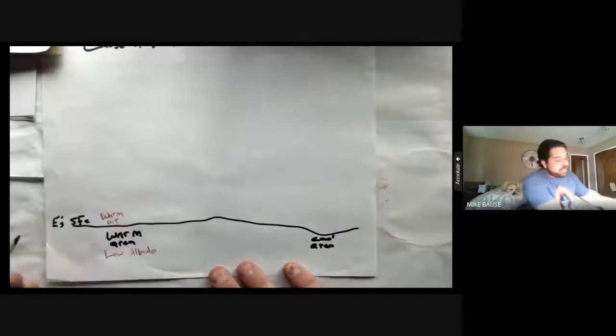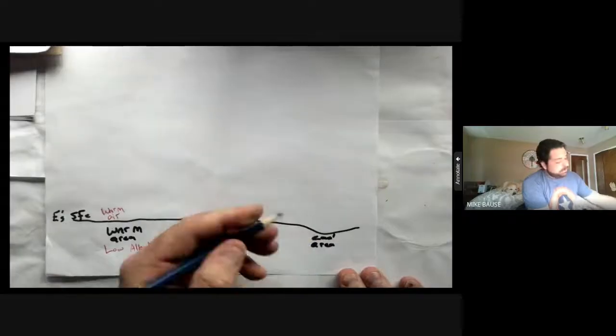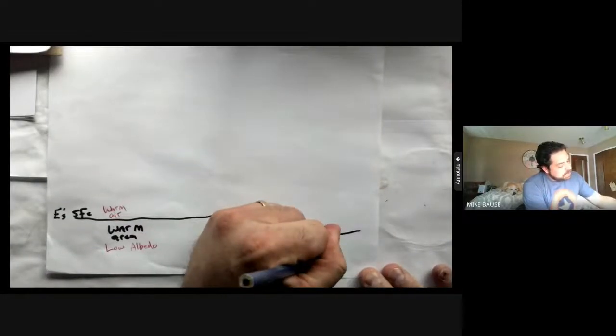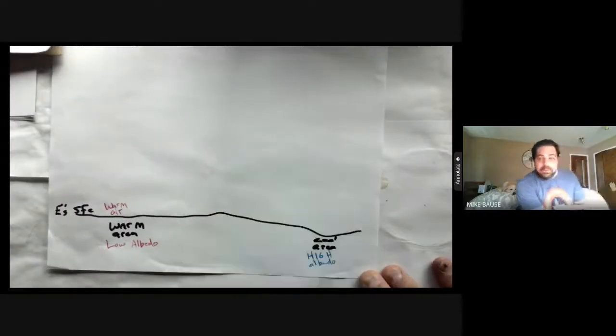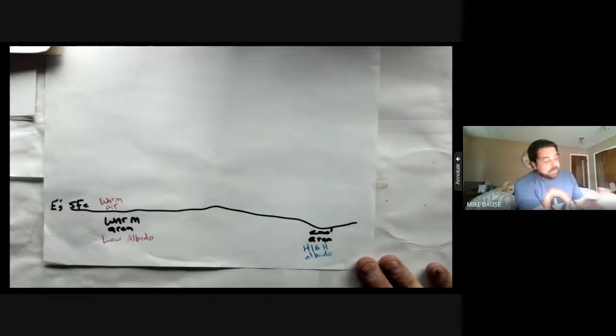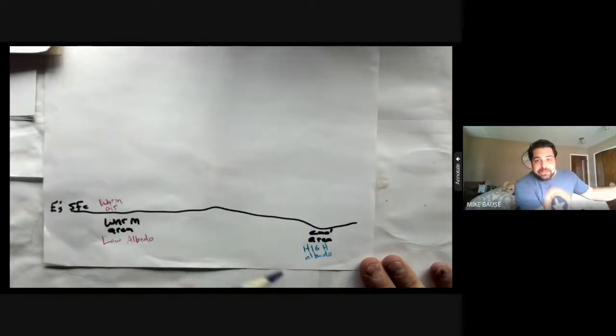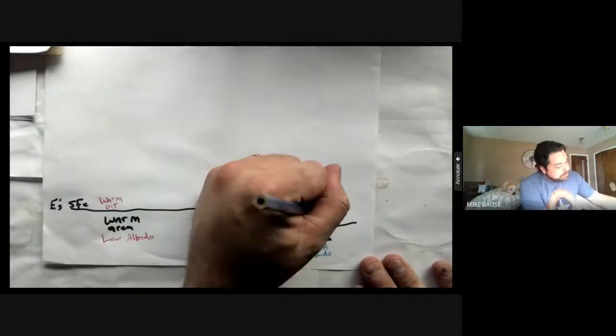Opposite on the other side. If you have a cool area, this is most likely a high albedo, or at least a higher albedo. Light's being reflected. It's not being absorbed. It causes the earth to be cool. And if the earth is cool, the sun heats the earth, the earth heats the air. If you have cold earth, you have cool air.